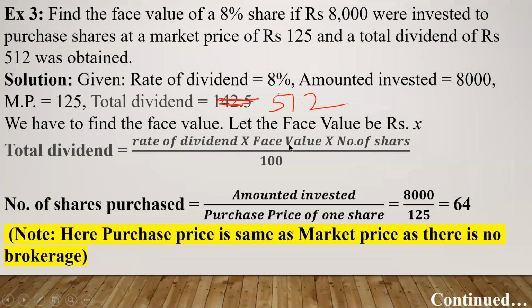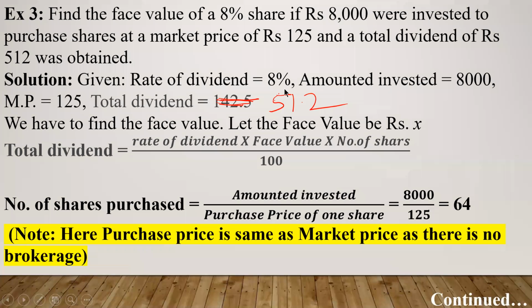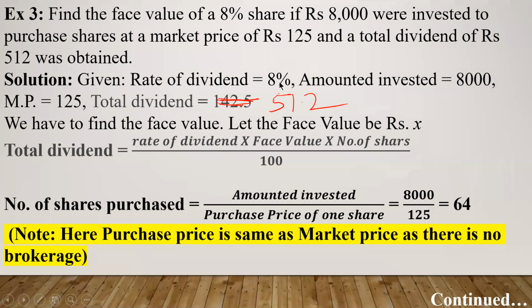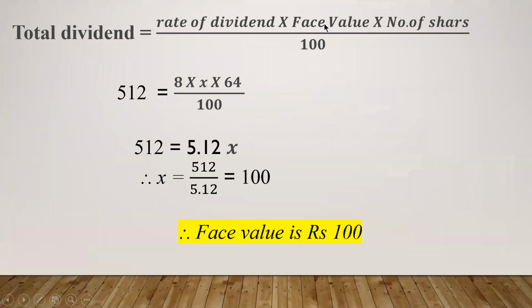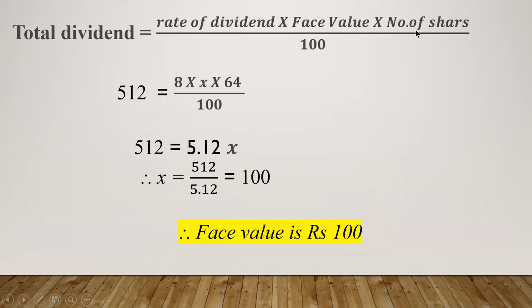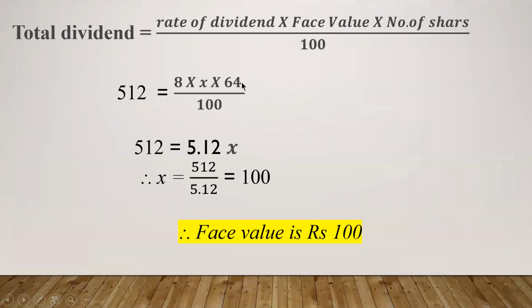So you can find out face value. Okay. See how I have done. Total dividend, this is the formula. Total dividend is 512. So I've written total dividend 512 equal to rate of dividend. How much it was? 8%. So I have written here 8 into face value, that I have to calculate. So I will put it X here. What is not known, we have to write as X. We have to calculate face value, right? So I have written let the face value be X. Number of shares, how much did I get here? I got number of shares as 64. So here it is 64 divided by 100. Again, I have to simplify this equation for X. So 512, 8 into 64 divided by 100 will give me 5.12.